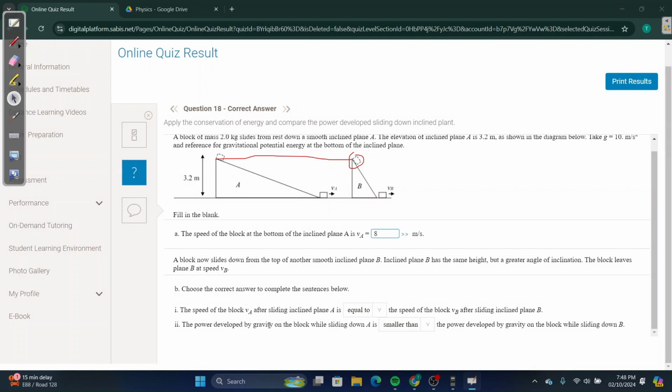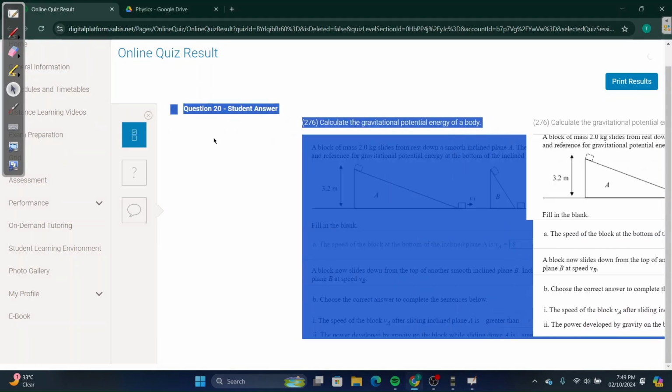But the power done by gravity while sliding down block A is smaller than the power developed by gravity on the block on B, because here you have a shorter distance, so gravity acts more. Here your distance is smaller, the gravity is gonna act faster. Unlike here, it's gonna take this long arrow, while here it's just gonna take this short arrow, so that's why it's smaller. Okay.